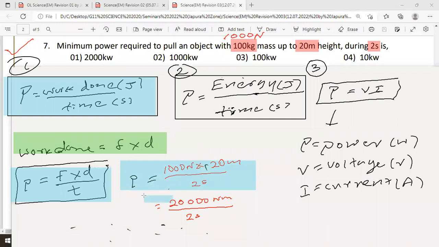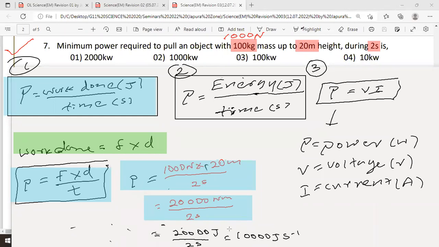So just to simplify this, 20,000 divided by 2. Remember, 20,000 joules, since a newton meter is also called a joule, divided by 2 seconds. Then you get the final answer: 20,000 divided by 2 is 10,000, right? 10,000 joules per second. That is the final answer.